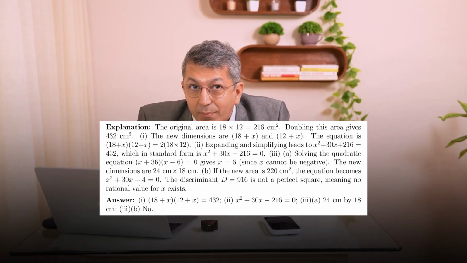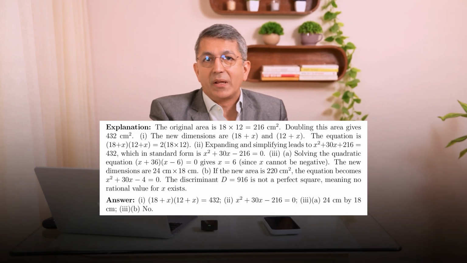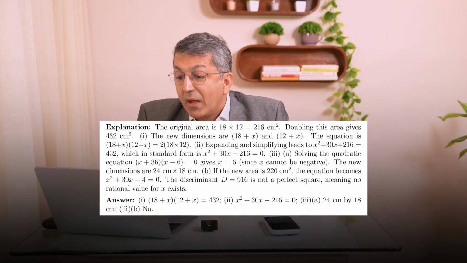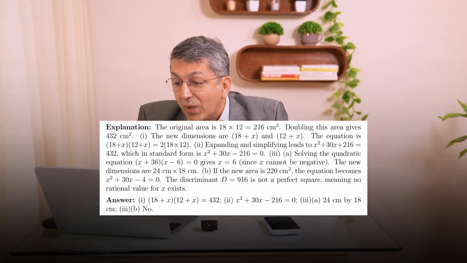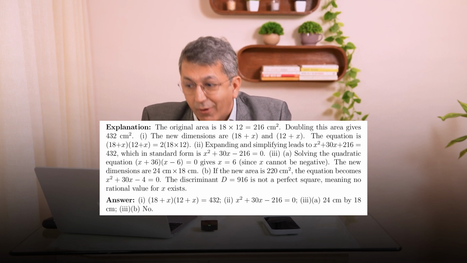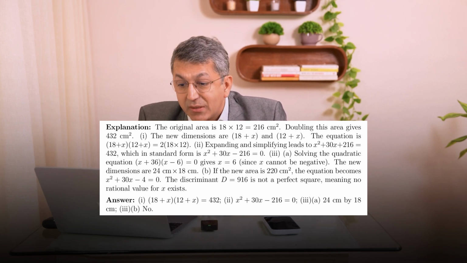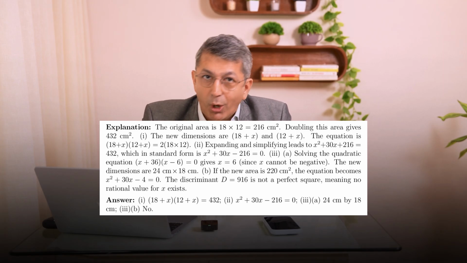In brackets 18 plus x, in brackets 12 plus x is equal to 432. 2. X square plus 30x minus 216 is equal to 0. 3a. 24 centimeters by 18 centimeters. And 3b. No.